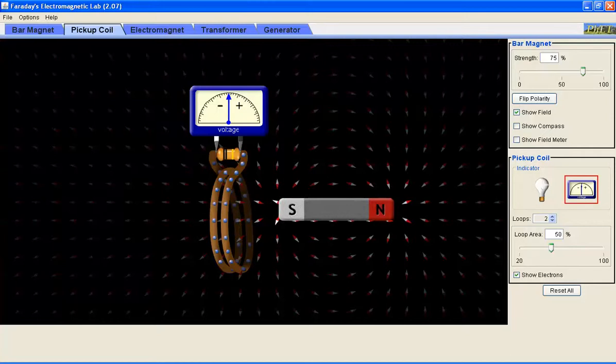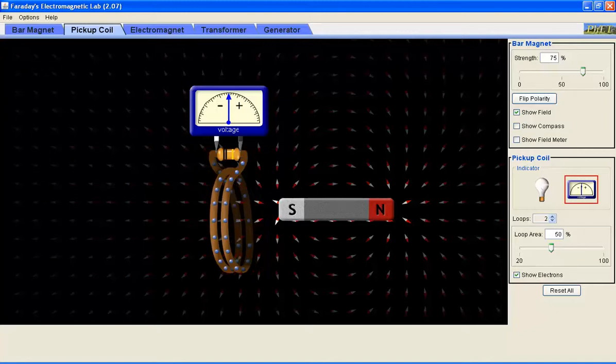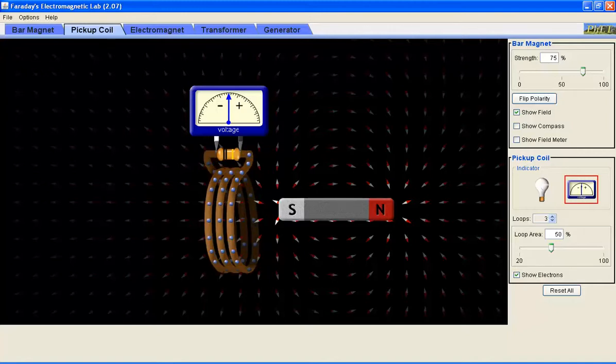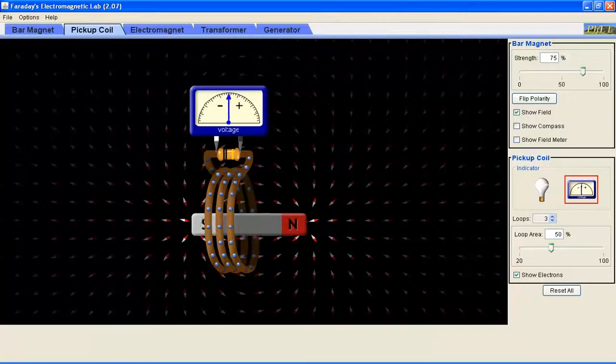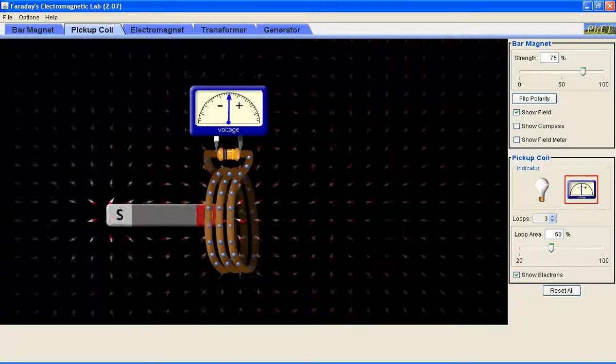You know that if we increase the number of loops, the magnitude increases. Say now I change from 2 to 4, double up. Sorry, the maximum is 3. So when I move it, you will notice that now the reading is much higher.